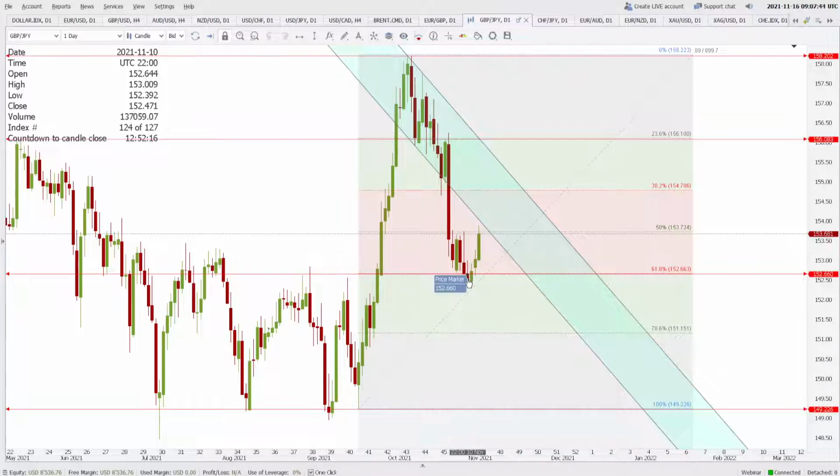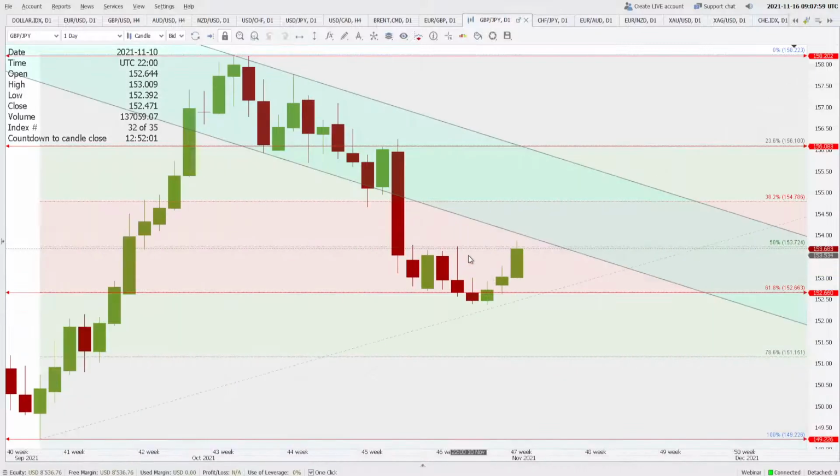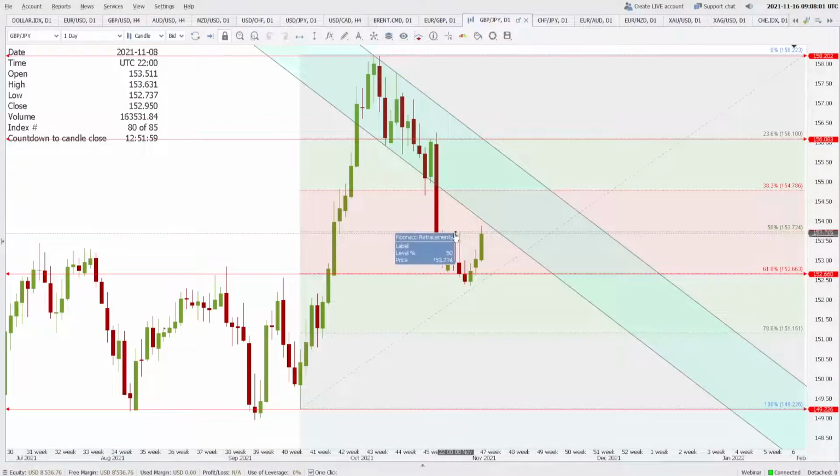Now this is the first time that the price has come back to the 152.66 level, and here the price consolidated for 1 or 2 days. Then it has given us a bullish candle here, and now today's candlestick is trying to breach these intermediary highs that the price had made on 4th of November and 9th of November.